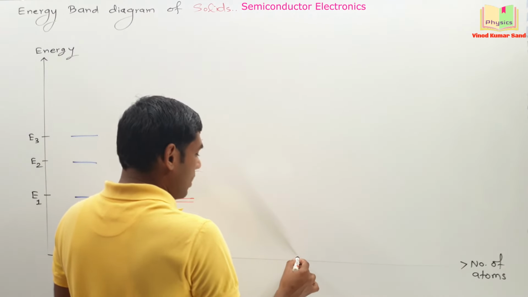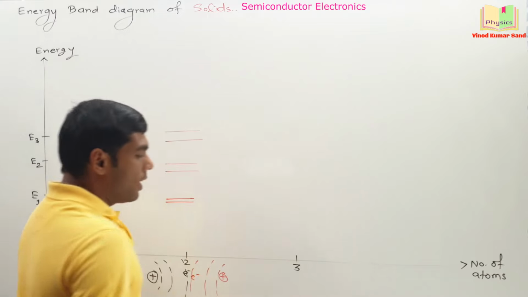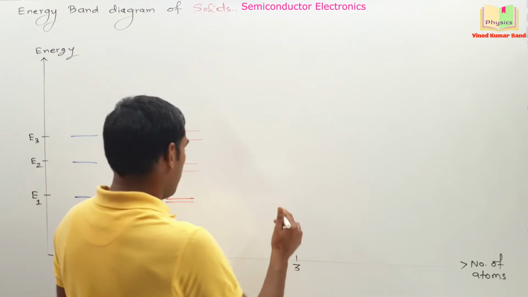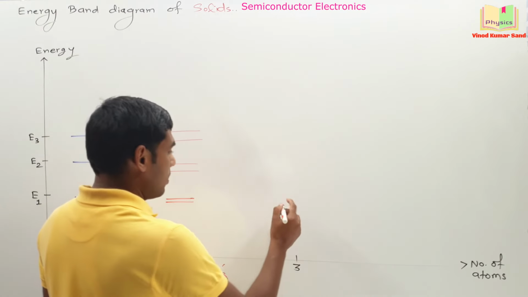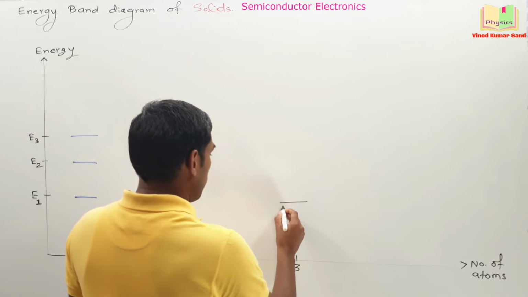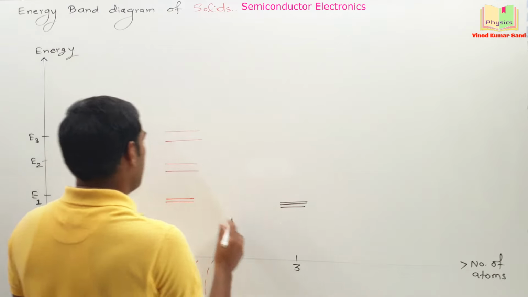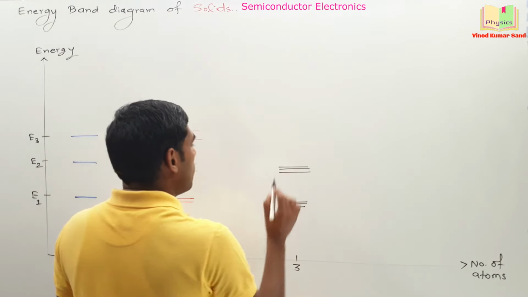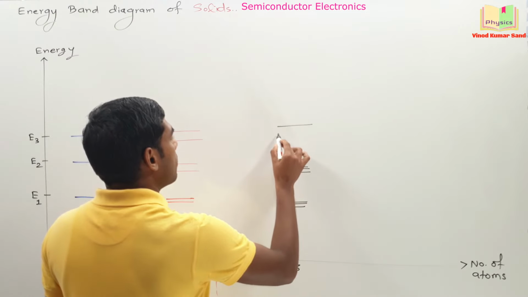Suppose next case we consider we have three atoms. When the three atoms interact, then here we will get three different energy levels. So we are plotting them here, three different energy levels. Same will happen for E2 also, three different energy levels, as well as here.